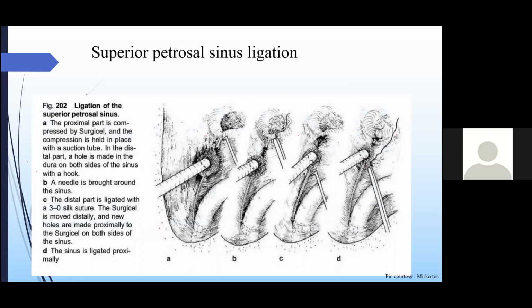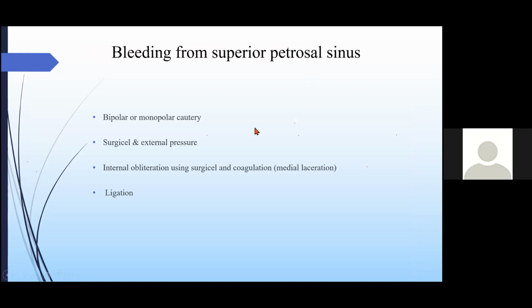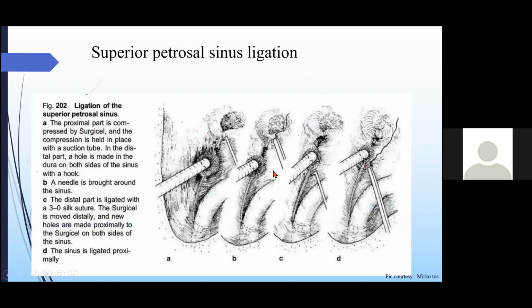So how are we going to do the ligation? You can see this is the sigmoid sinus, and this is the superior petrosal sinus. The site of the bleeding is pressurized with the help of a Surgicel, and we have to suture, we have to ligate. These two are dura actually, so we can easily pass a suture across the dura on the distal aspect and the proximal aspect, and we can ligate this superior petrosal sinus bleed as the last attempt if nothing works among the previous techniques which I mentioned, that is the cautery, pressure, and Surgicel. So we can control the bleeding by ligation also.